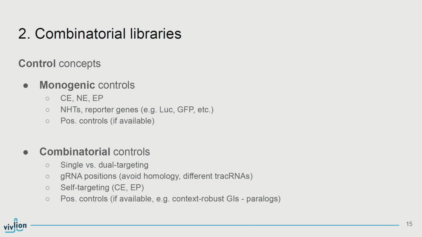Self-targeting, so that relates to the first point that I made. Include core essential genes and enhanced proliferator genes that are targeted with 1 guide and with 2 guides. In a second, I will explain this. And of course, if possible, positive controls, like, for example, context-independent paralogs.